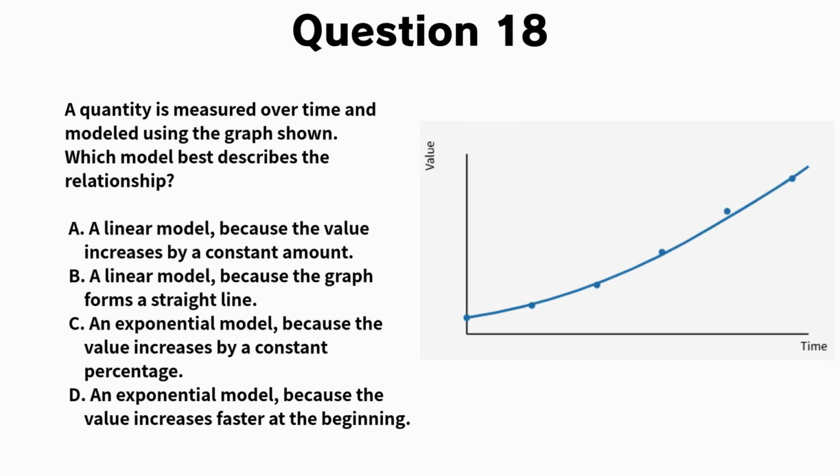Now, let's move on to question 18. A quantity is measured over time and modeled using the graph shown. Which model best describes the relationship?